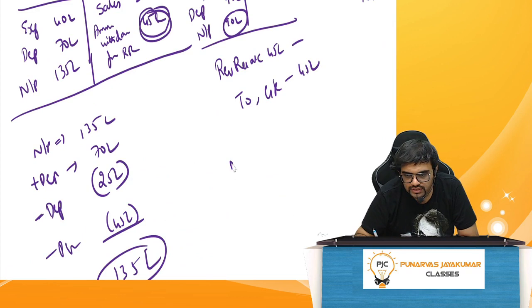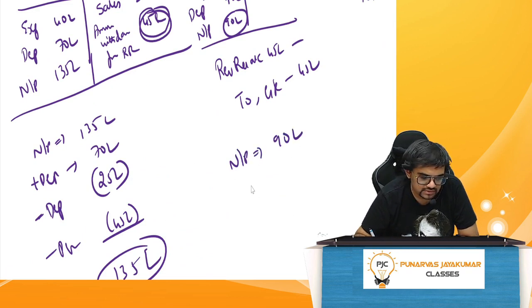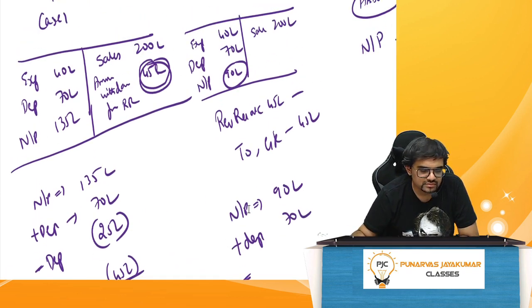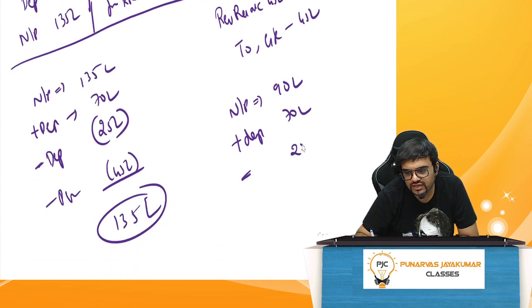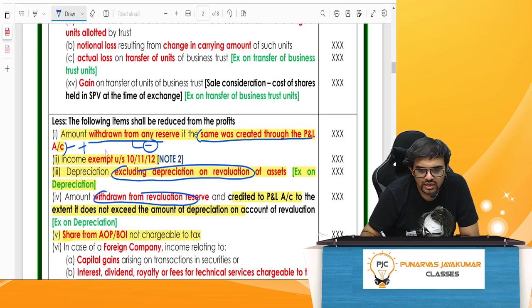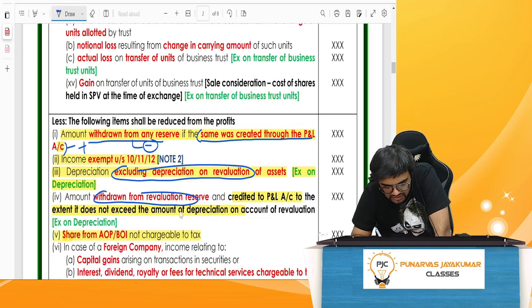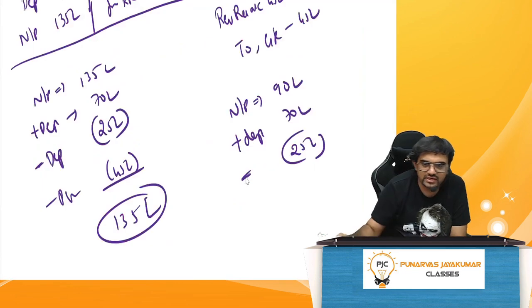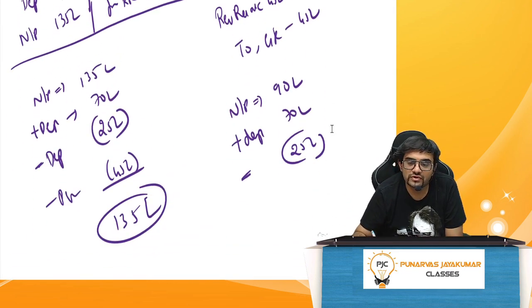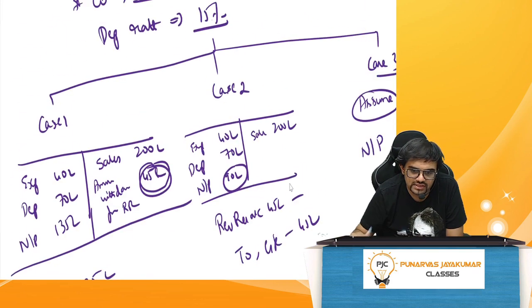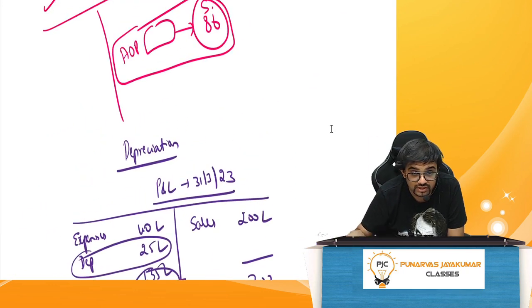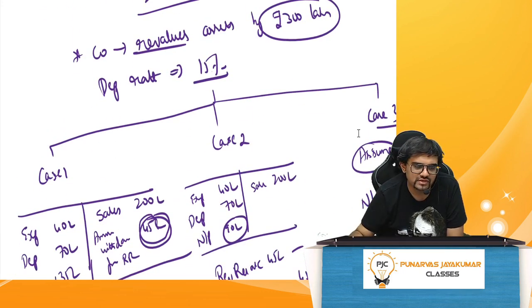Reverse gear. Here you see. Net profit 90 lakh. Add back full depreciation 70 lakh. Subtract depreciation, which is excluding the depreciation on account of revaluation, that is 25 lakh. The other one was what? Amount withdrawn from revaluation reserve and credited to P&L. Is anything credited to P&L here? No. So nothing to be subtracted. So if you do this also, 90 plus 70 minus 25 is also 135 lakh. Same, no change. I will pay on 135 only. You cannot show less here, 90, 135 only.